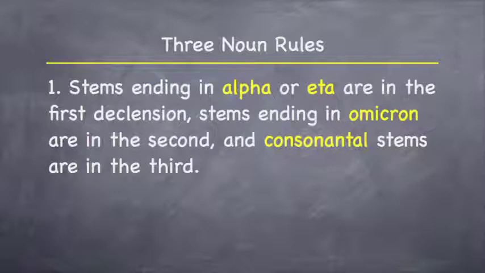Learn these things exactly, okay? I worked really hard to get the wording just right. And in other chapters, you're going to see that there are things that I'm trying to point out with this particular wording. So memorize these things really carefully, okay? So the first of the noun rules you already know is that stems ending in an alpha or eta are in the first declension. Stems ending in omicron are in the second declension, and consonantal stems are in the third. Okay, that's the first of the noun rules.